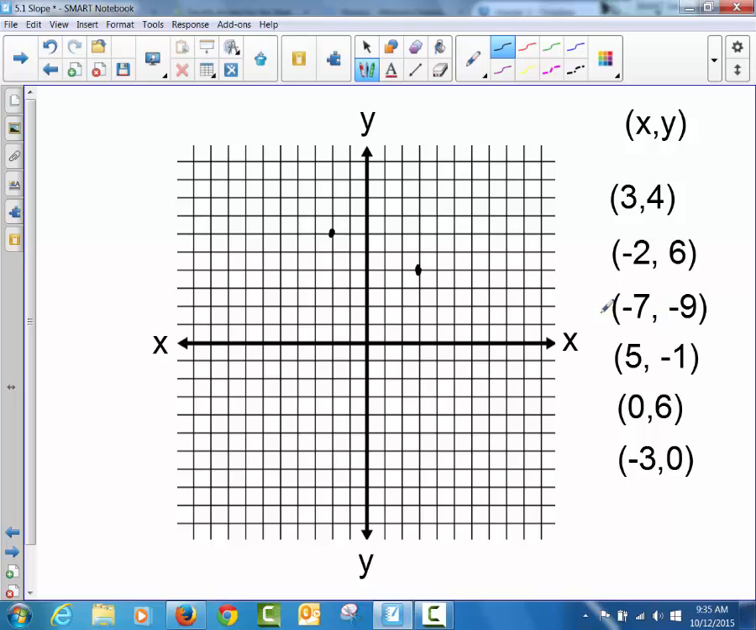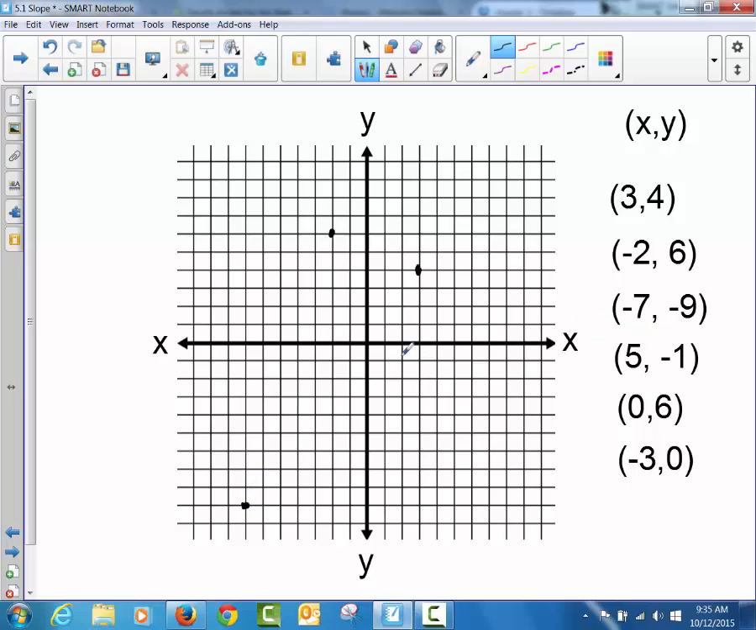(-7, -9). That means we come to the origin. We go left 7. 1, 2, 3, 4, 5, 6, 7, and 9 down. 1, 2, 3, 4, 5, 6, 7, 8, 9.